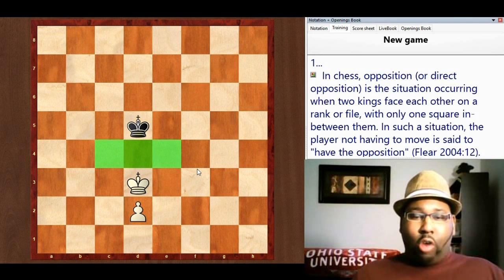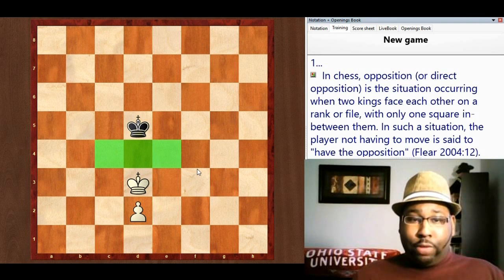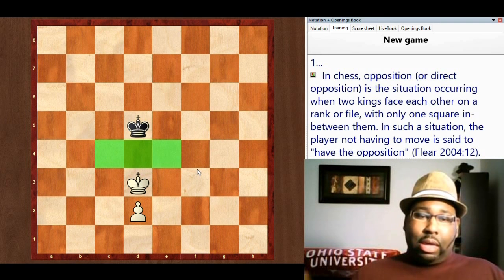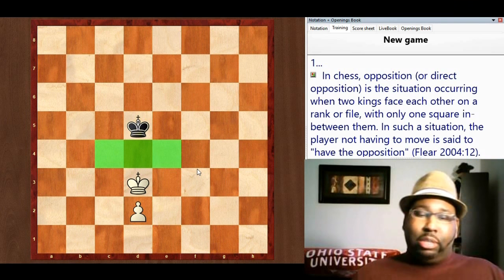Now, there's a book definition of opposition, and the book definition is basically if the two kings are facing each other with one file or rank in between, then that's considered direct opposition. And the side that does not have to move is said to have the opposition. So in this position on the board, whichever king does not have to move is said to have the opposition. Now that's the book definition.